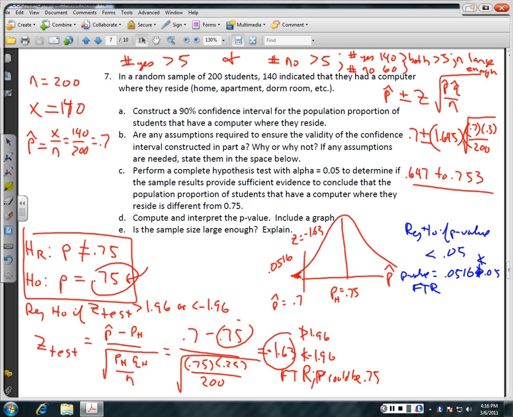And you should recognize that this is pretty darn close. It's not less than 0.05, but it's pretty close to 0.05. That's one of the advantages of making a full statement, or certainly having a full understanding of the p-value. So we're saying if p is equal to 0.75, then there is a 0.0516 chance of getting a sample proportion less than or equal to 0.7.